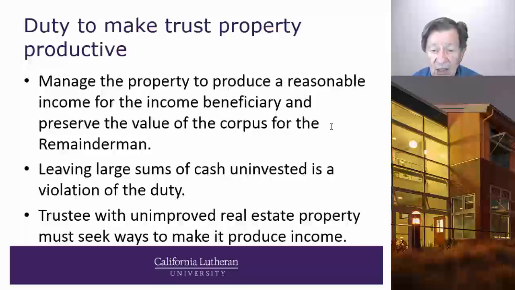Then leave large sums of cash uninvested. Violation of the duty. Even with the small amount of interest we're paying today, 0.5%, it still has to be invested. A trustee with unimproved real estate property must seek ways to make it productive of income. If you drive along the freeways of California, Arizona, Utah, in the middle of nowhere, you're going to see signs advertising products. That's one way to make vacant land productive.